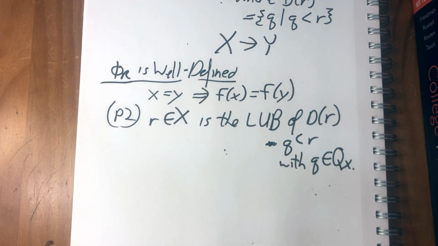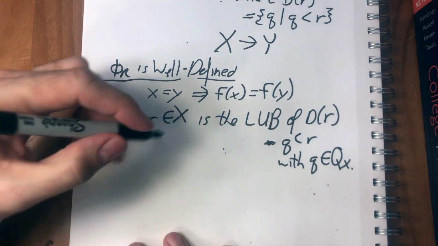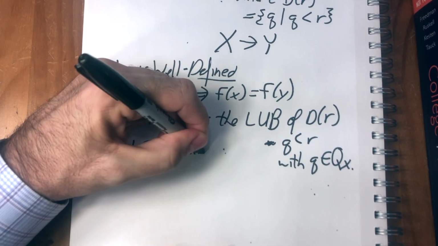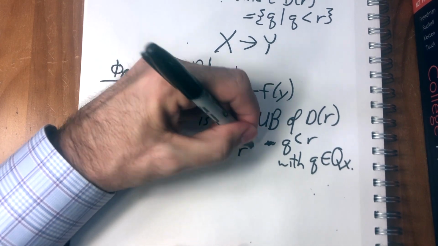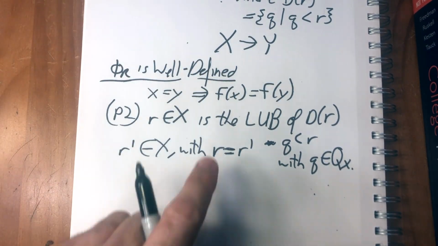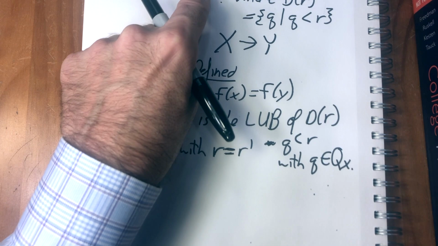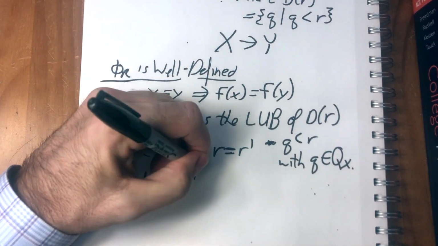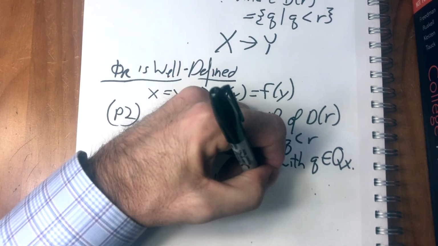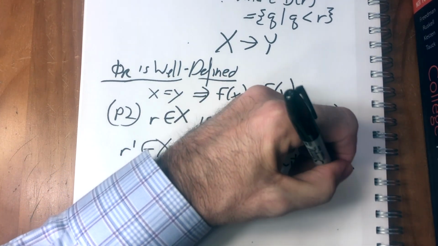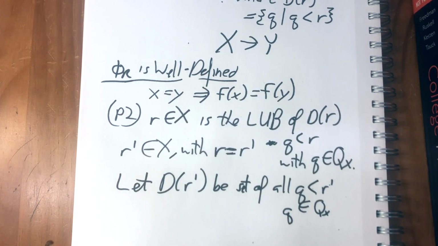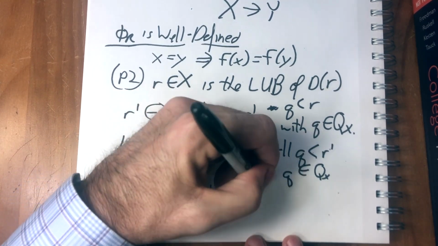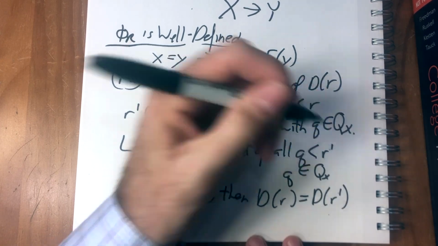So what we have to show is that if x equals y, so basically we just assume there's some other number, r prime, an element of x, with r equals r prime, and then we're going to show that in that case phi r of r equals phi r of r prime. So let d of r prime be the set of all q less than r prime with q an element of the rationals. So since r equals r prime, then it has to be that dr equals d r prime.